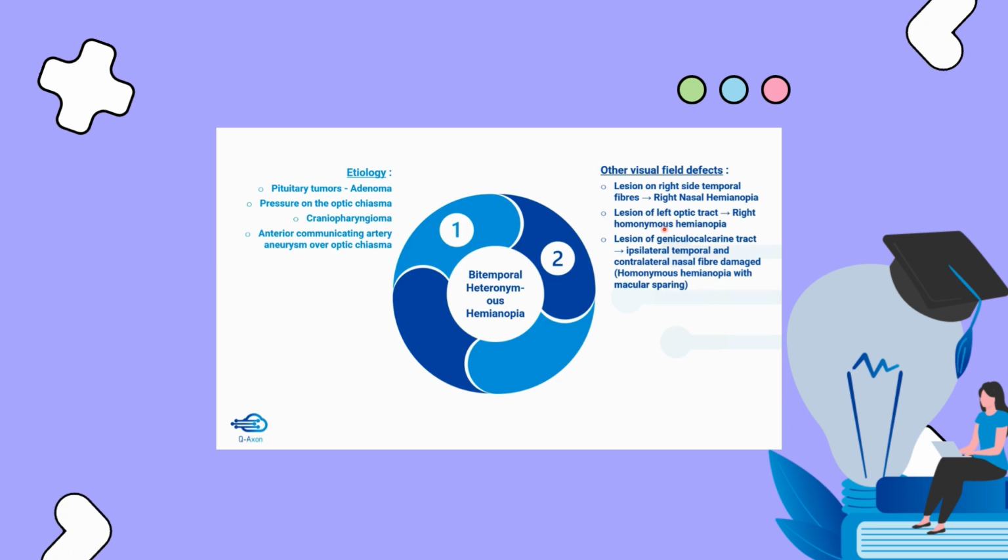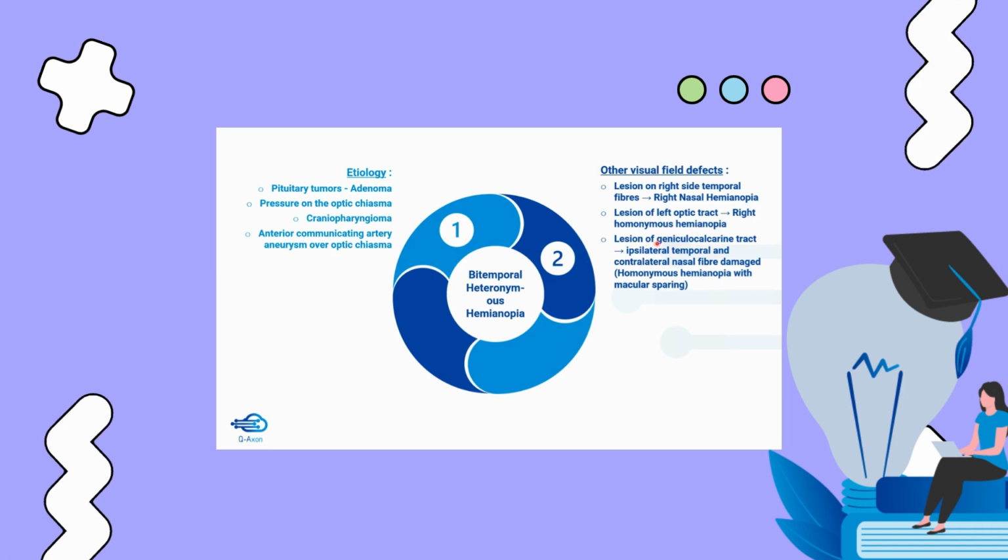If we move further, if there is lesion of left optic tract, now left optic tract is carrying the nasal fibers which have crossed from the opposite side and the temporal fibers of the same side. So if we project it to the visual field that from where these fibers are carrying the information, what we will get is right homonymous hemianopia. So lesion of left optic tract will cause right homonymous hemianopia.